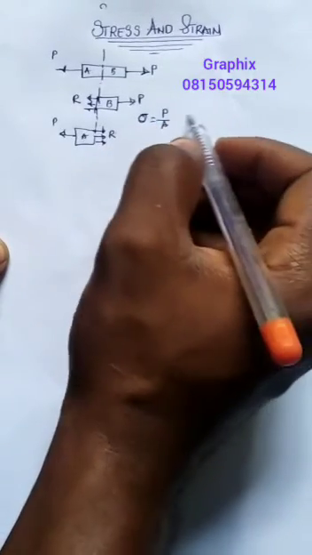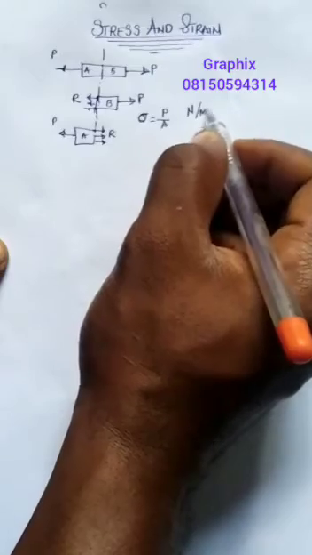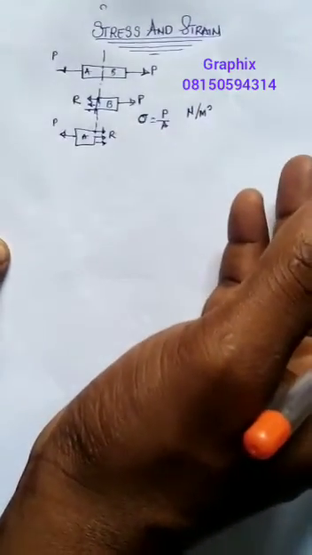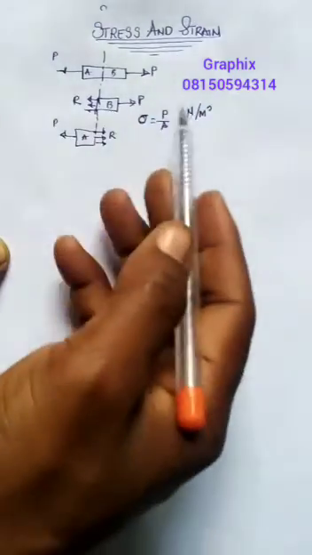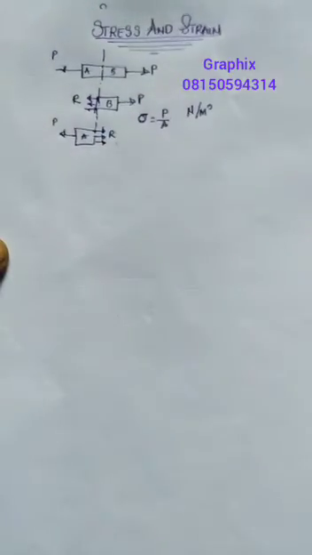Is that okay now? And the unit for stress is Newton per meter square. You can also say stress is the internal force of resistance to deformation per unit cross-sectional area. The force of resistance to deformation per unit cross-sectional area.